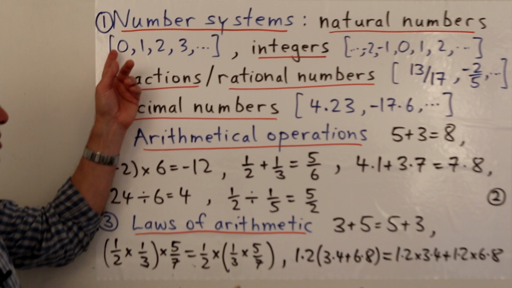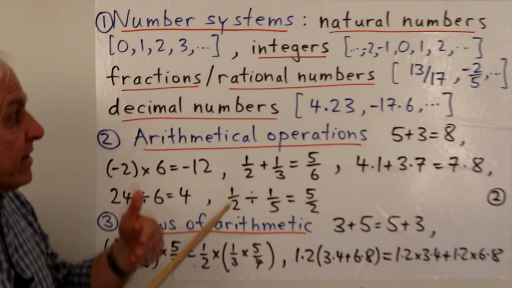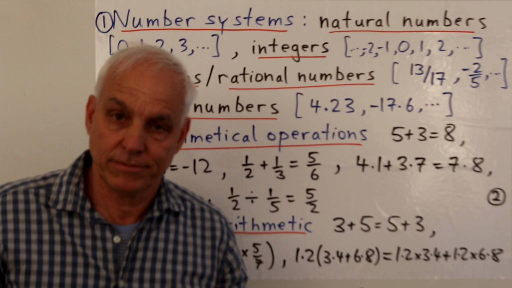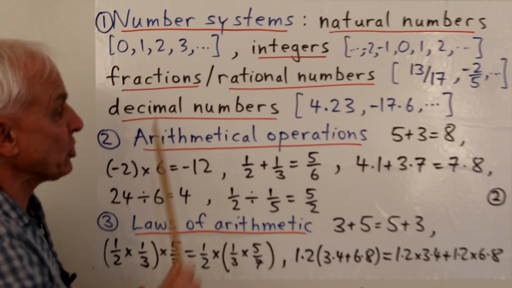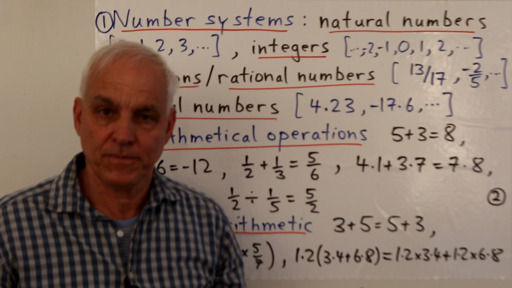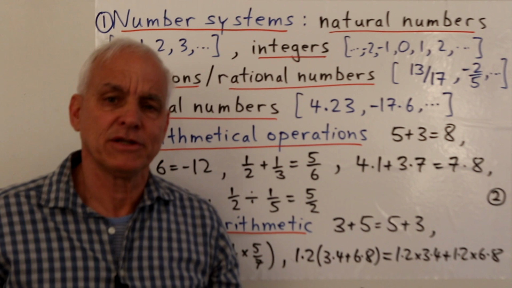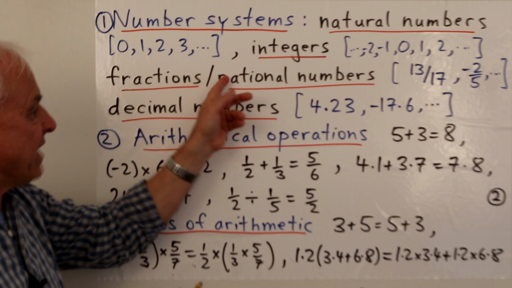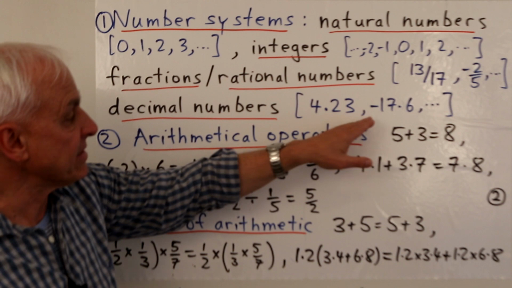And then we can extend that by including negative numbers also, and those are called the integers. And then a little bit more sophisticated, fractions or rational numbers. Things like 13 over 7 or minus 2 over 5. That supports division as well. Then there's a variant on this called decimal numbers, which strictly speaking are contained in here, but they really have quite a different form. Something like 4.23 or minus 17.6.